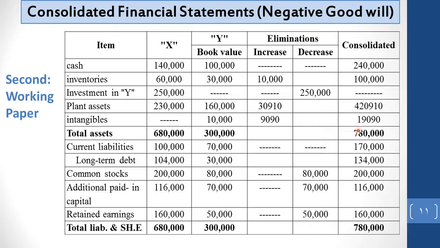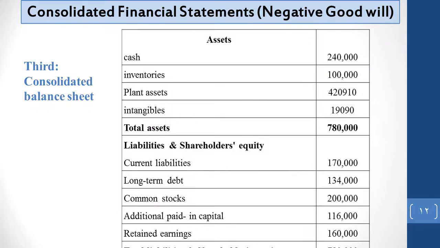Add all the assets, then make the same for the liabilities. Don't forget to eliminate the shareholders' equity of Y and add the liabilities and owners' equity to get the same total. Finally, we can prepare the consolidated balance sheet by copying the last column from the working paper, which is the consolidated column, and the items from the working paper also.